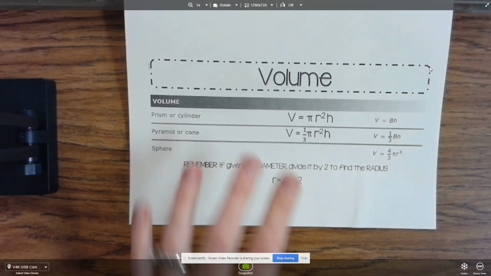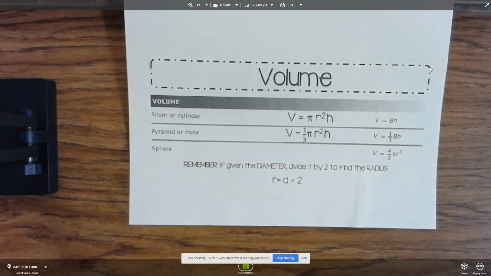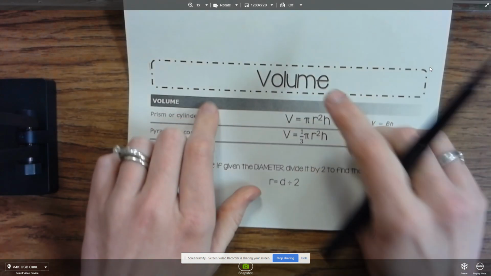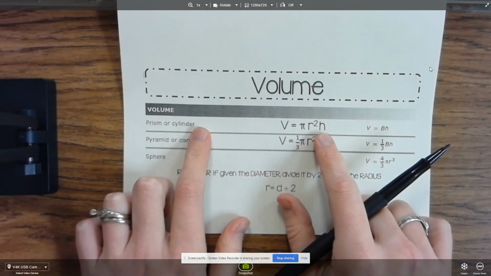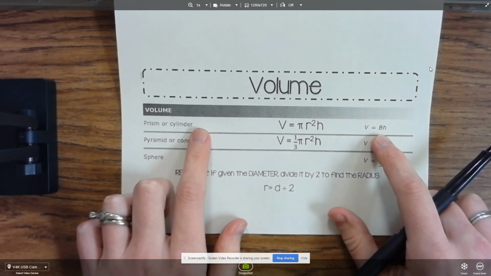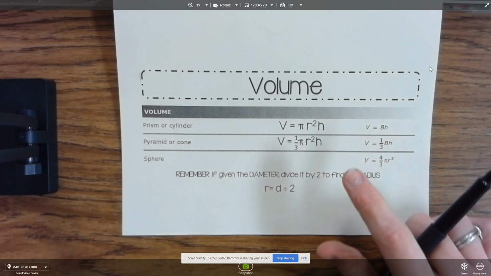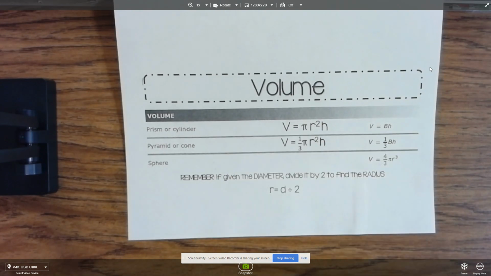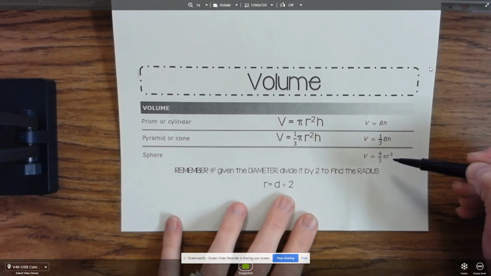This video is for volume. And so on the front here, you have got all of your formulas for volume. So for a prism or a cylinder, it's pi r squared h. Remember on the STAR, they're going to give it to you like this, big B h. And then for a pyramid or a cone, it's 1/3 pi r squared h. And then for a sphere, it's 4/3 pi r cubed.